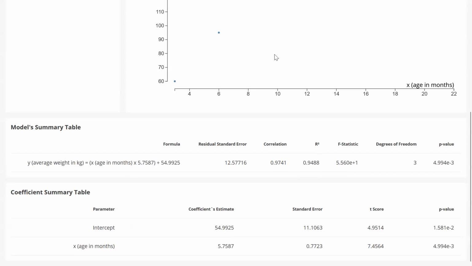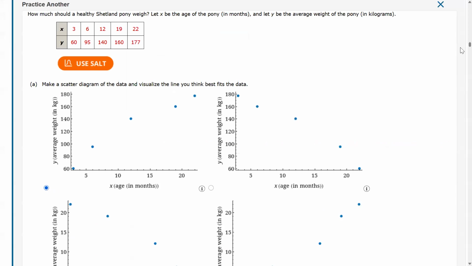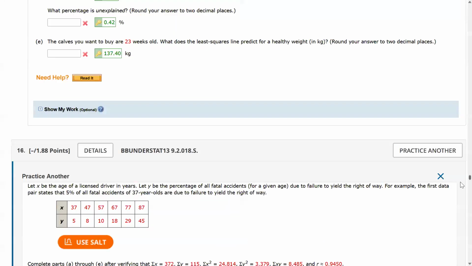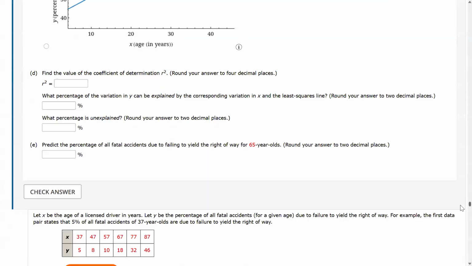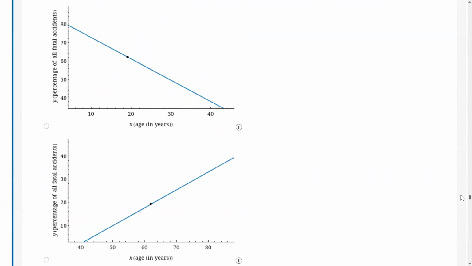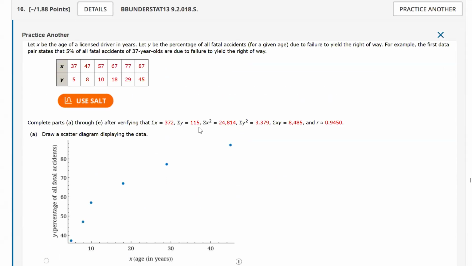All right. Now I'm going to quickly move on to number 16, another one. And this is all lesson 9. So I'm going to go back to 16. Where are you? All right, there we go.